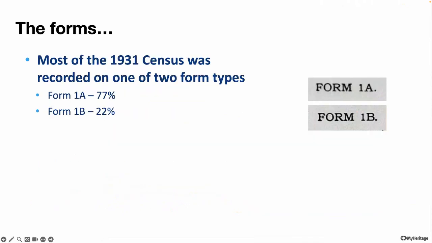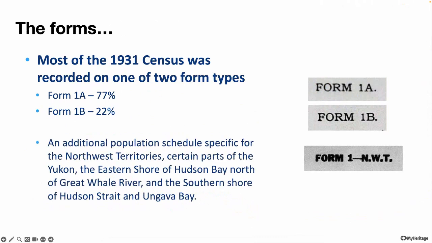All right, with no further ado, the forms that we'll see are primarily what's called Form 1A and Form 1B. And I have the percentages there. Now, if we add up these two numbers, you see that we only get to 99. So the last 1% are an additional type of population schedule that was specifically developed for the Northwest Territories, and then also used for certain parts of the Yukon and other predominantly indigenous areas, I believe, of Ontario. They're in sort of around the Hudson Bay. And that's Form 1 NWT.